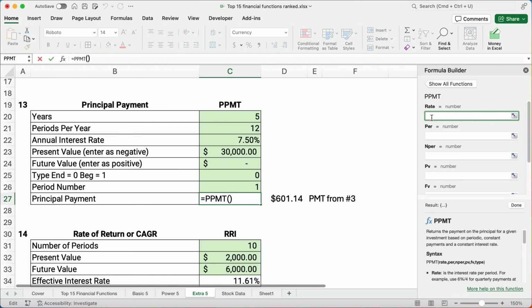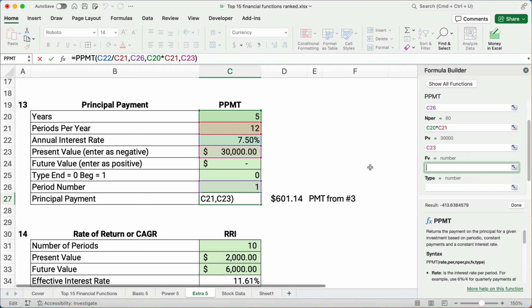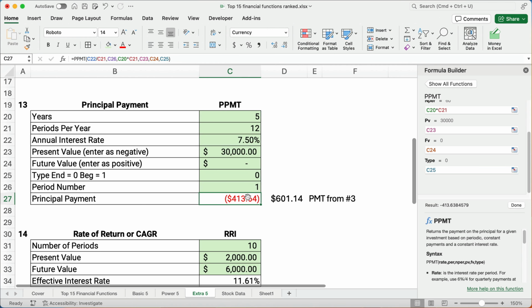So I need to know the rate. Well, the rate is 7.5% divided by 12, so it's a monthly rate. What period are we talking about? The period is, let's do period 1. The number of periods is going to be 5 times 12. What's the present value? The present value is the $30,000. What's the future value? We're going to pay it off at 0. The payments happen at the end of the period, so we'll put a 0 there. And I'm going to make this positive by putting a negative. Negative, negative is positive, right?